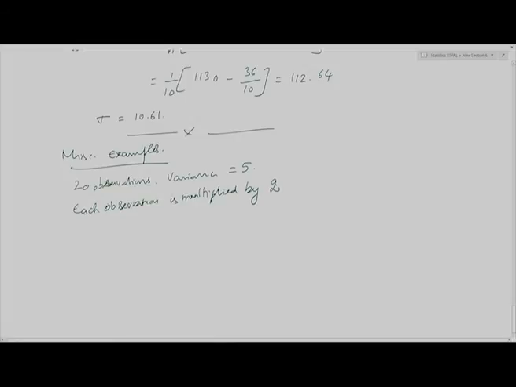Then what will be the effect in the variance? That is what we want to see here. So, what will be the change in the variance? Certainly, each observation here is multiplied by 2, so everything now will be shifted. Okay. So, we know the formula for sigma square. So, how to find the new variance?